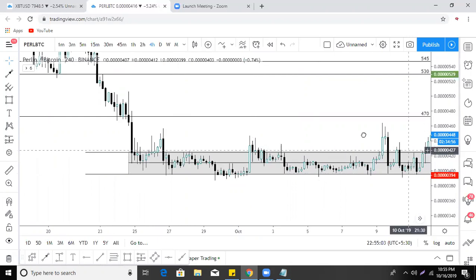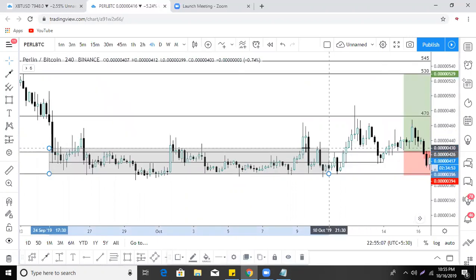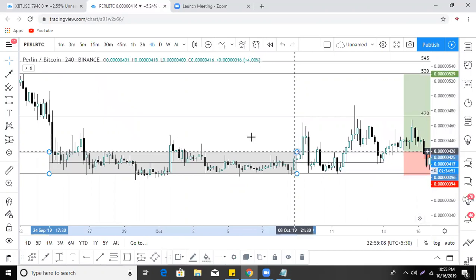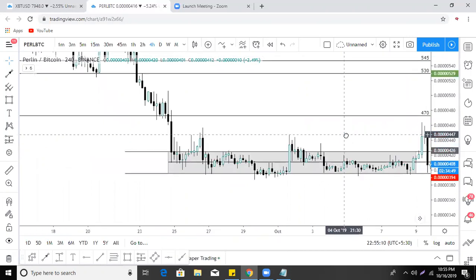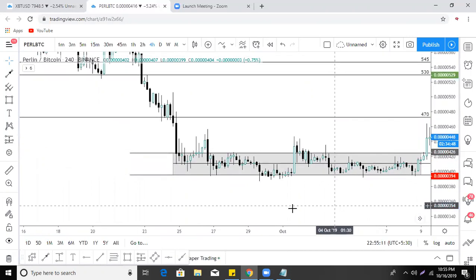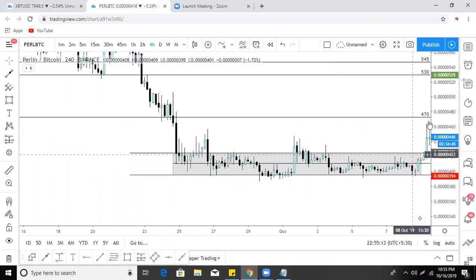If I just move my chart to this level, the price broke down at this level, right? If you see, this was a violent move. You could not have caught it because it was very fast.